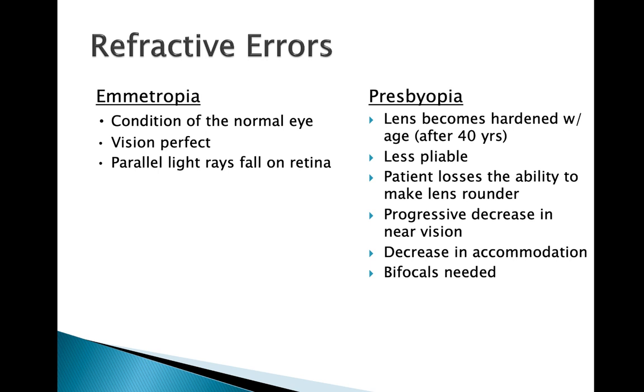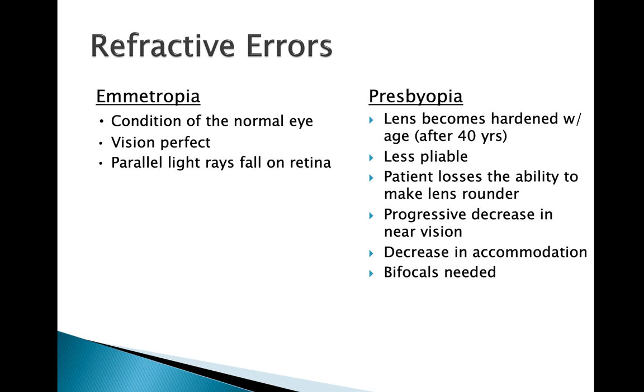So that lens becomes less pliable. The patient loses the ability to make the lens rounder, and you'll have progressive decrease in near vision. Now, you also may have decrease in accommodations, and a lot of people will need bifocals at this time. An option to bifocals nowadays, which are really nice, are called progressive lenses, and they don't have the line anymore.